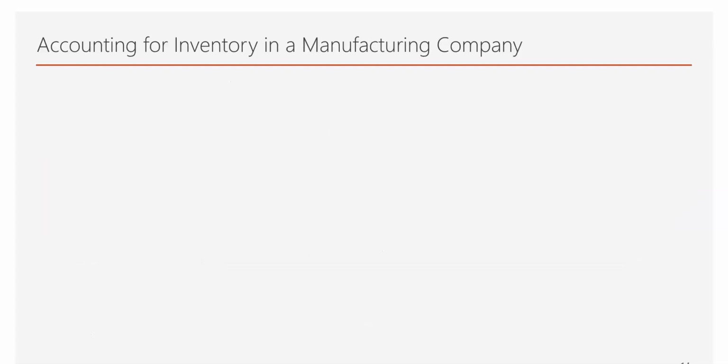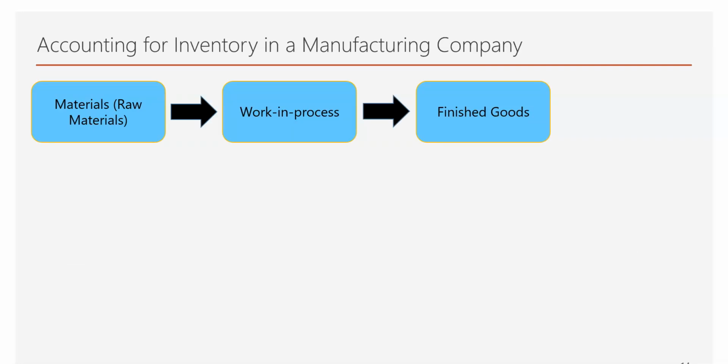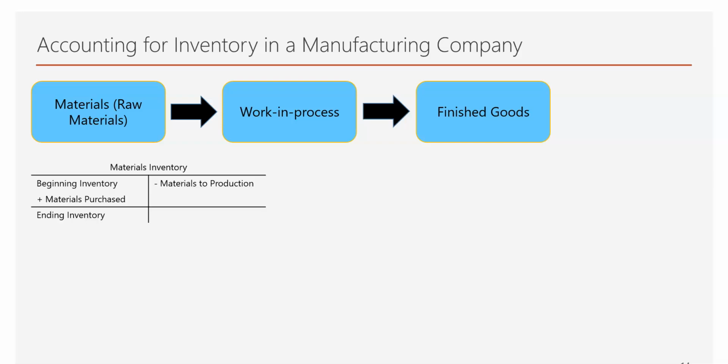So let's account for inventory in a manufacturing company. Well, we have raw materials, and then what we talked about earlier, we have work in process and finished goods. So let's take a look at our materials inventory as we account for them. We're going to assume in these scenarios that we have beginning inventory, inventory left over from last month. Remember, beginning inventory this month is last month's ending inventory. So I have beginning inventory plus materials purchased minus materials transferred to production equals ending inventory.